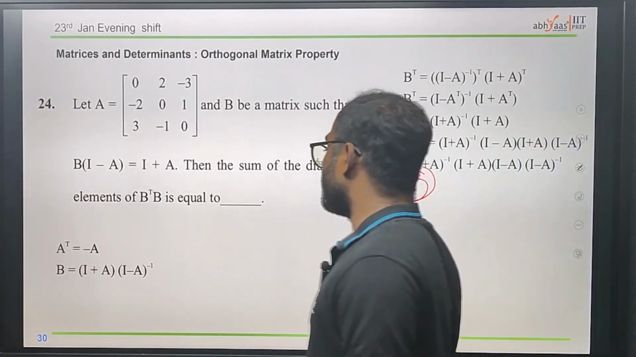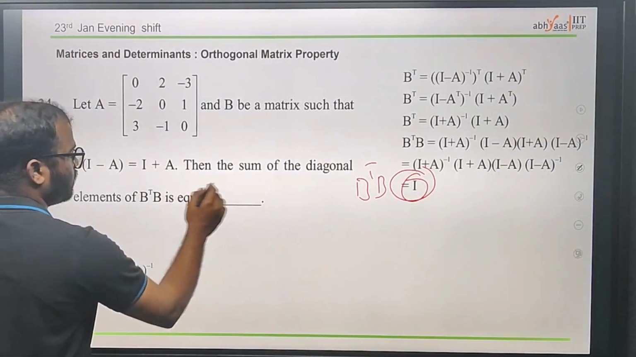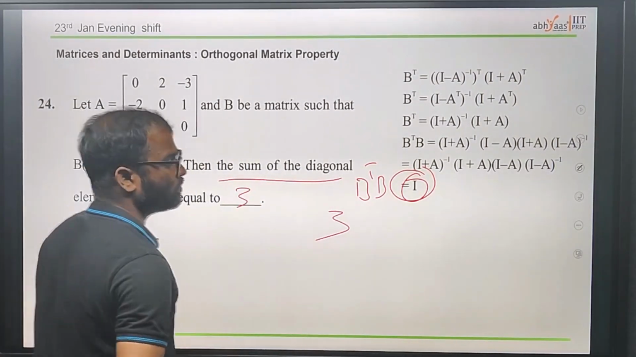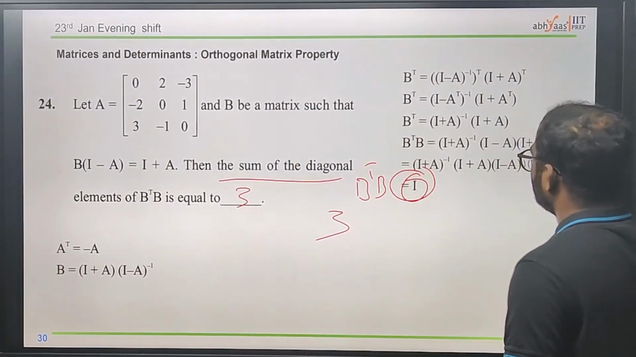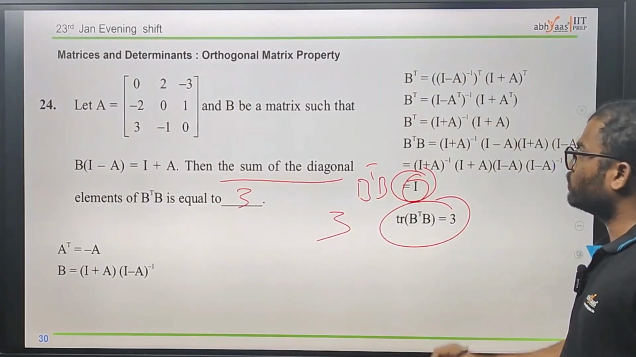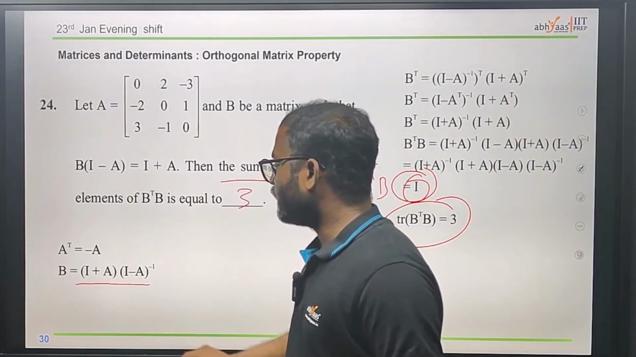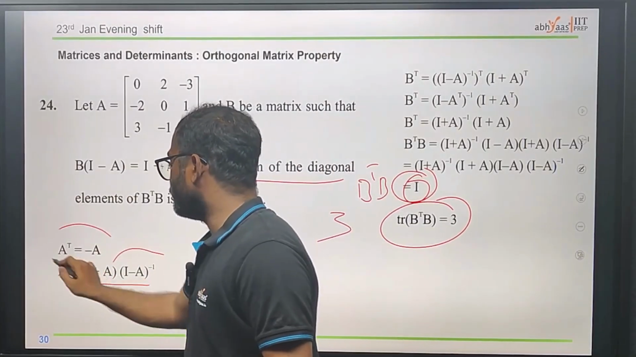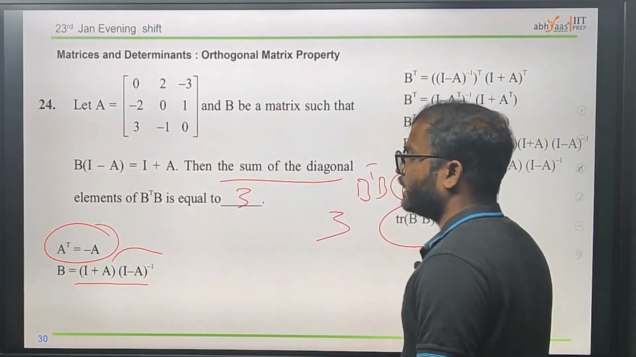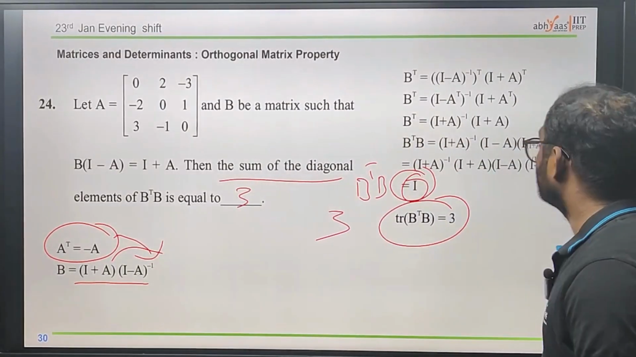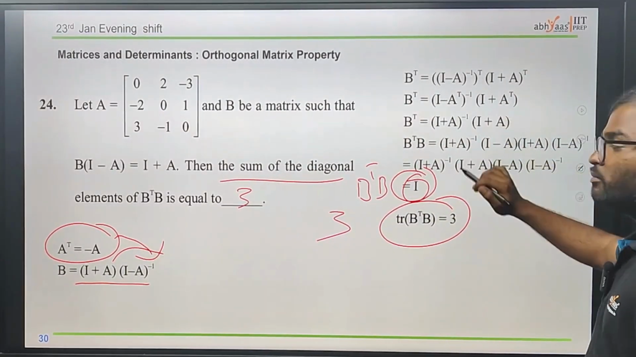If we have the identity matrix, that means the trace, the sum of diagonal elements, will be 3. Therefore 3 is our answer. See here, the trace of B transpose B will be 3. The main thing is you need to understand a skew symmetric matrix. By using the properties of this one you can solve this one. You just need to do some manipulations by using the property.